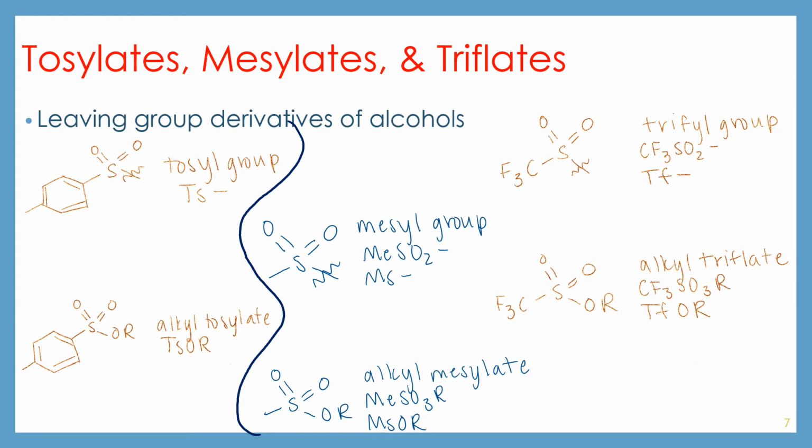We also have the mesyl groups. This is methyl sulfonyl. And then we have an alkyl mesylate, is the product of the reaction of mesyl chloride with an alcohol.